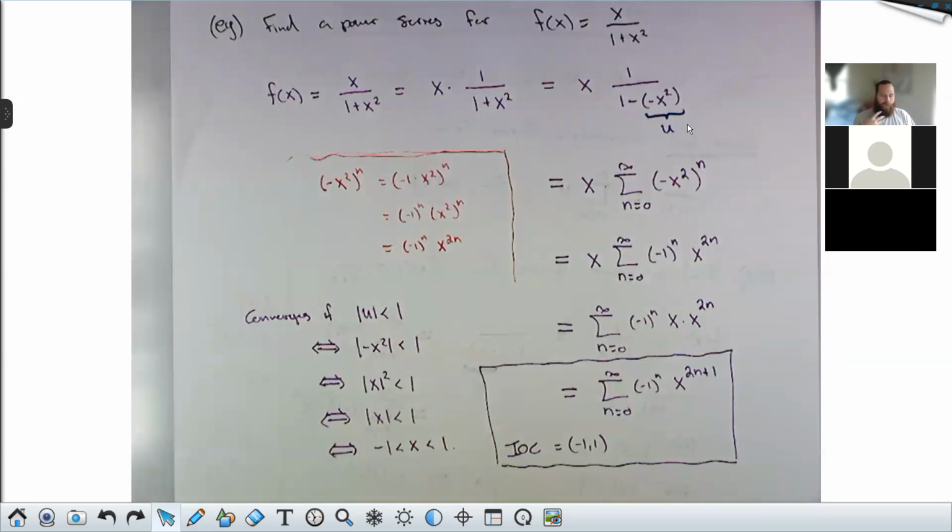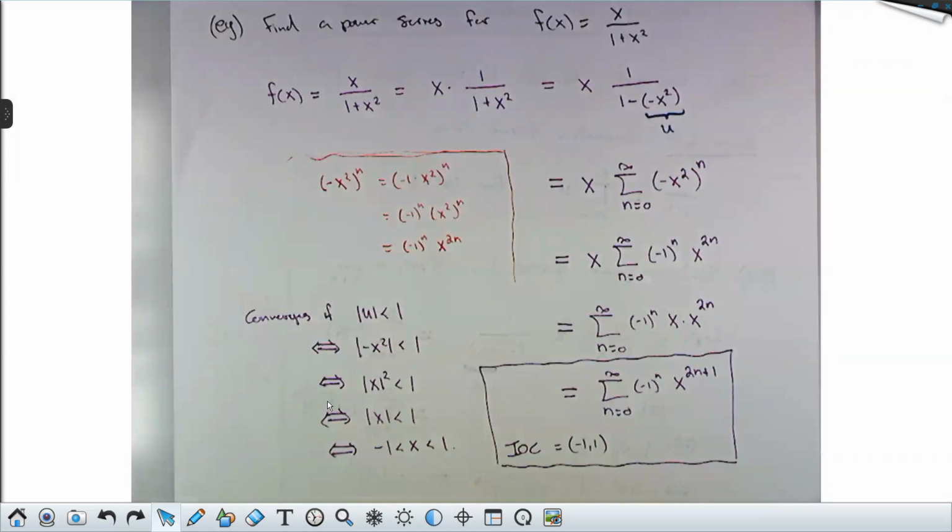I'm going to do one more of these, and then we're going to introduce this idea of integrating and differentiating series. So questions on this guy? Okay, one more.